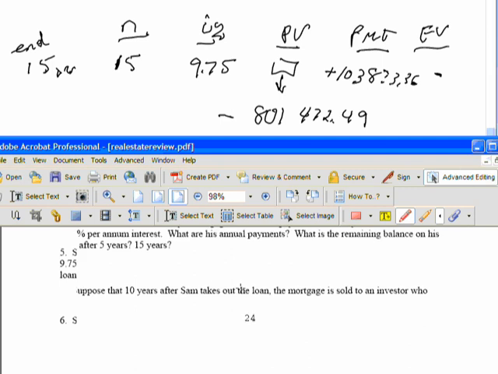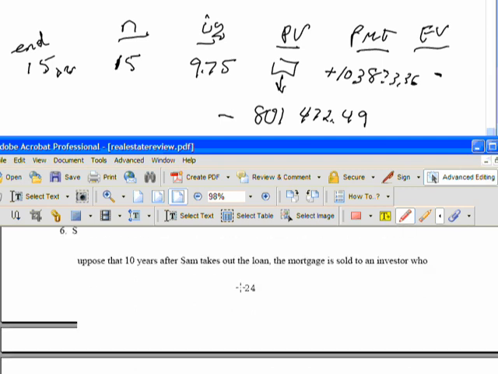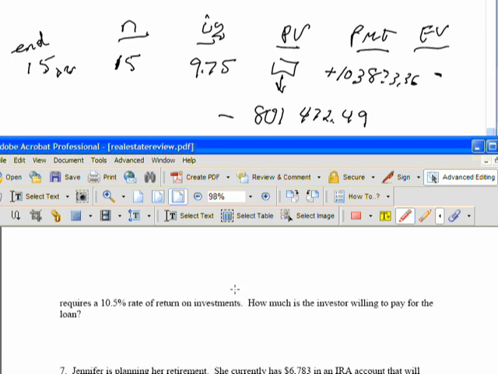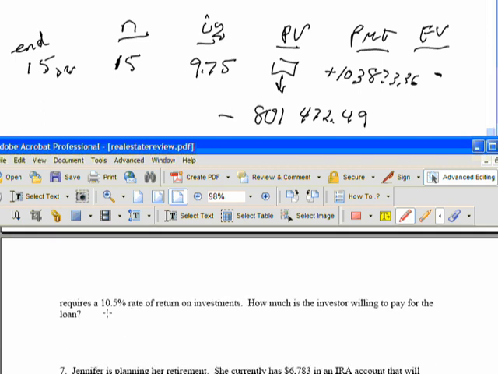Well, let's take a look at the 6. And we'll have to read this in 2 parts here. Suppose that after 10 years that Sam has the loan or pays off the loan, the mortgage is sold to an investor who requires a 10.5% rate of return on this investment. How much is the investor willing to pay for this loan?